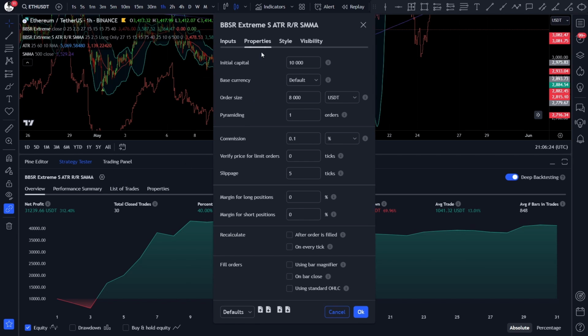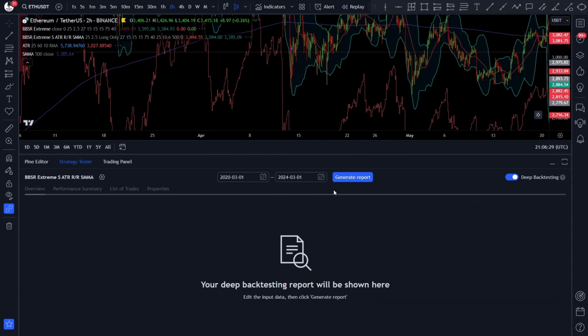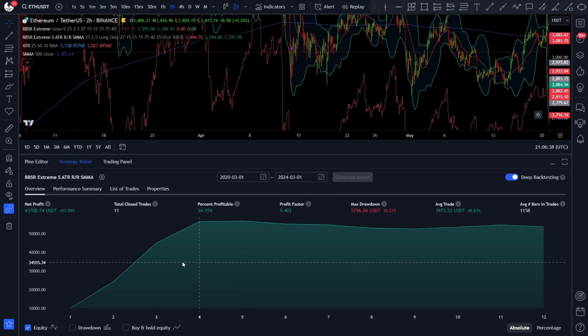As always, you can decrease the drawdown by decreasing the order size. And let's see the 2 hour. And it is still profitable, but now even less trades. Okay, now let's take a look at the Euro USD optimization.